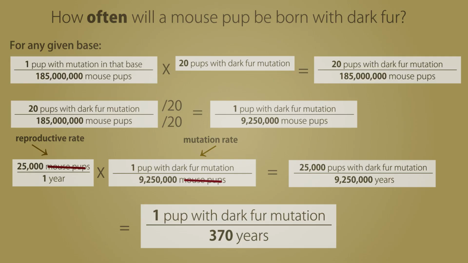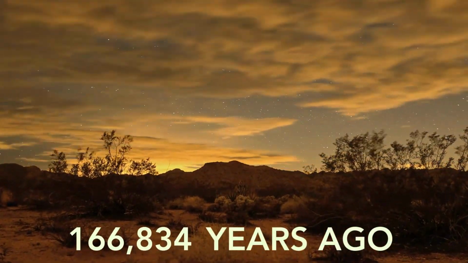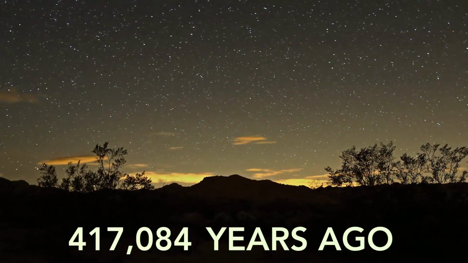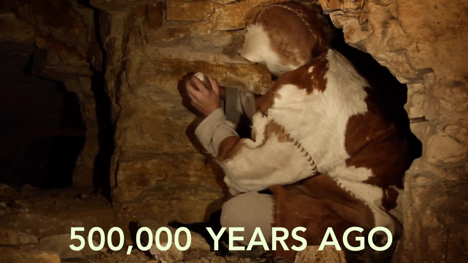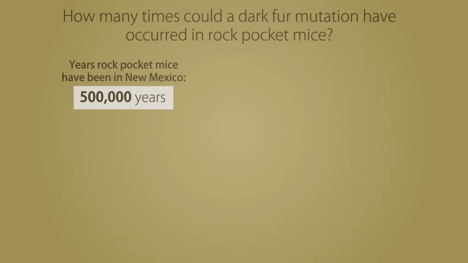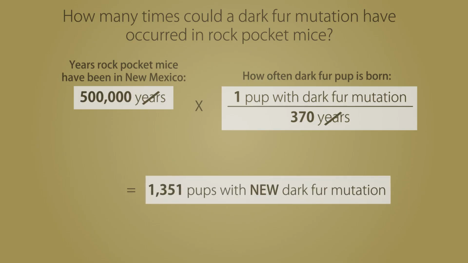Now, 370 years might seem like a long time, but consider that rock pocket mice have been around for a very long time. Rock pocket mice first established themselves in New Mexico 500,000 years ago, around the same time that early hominids started using stone tools. If you divide 500,000 years by 370 years, you can see that, based on our estimate, a new dark fur mutation could have occurred over 1,300 times since the mice first established themselves in New Mexico.